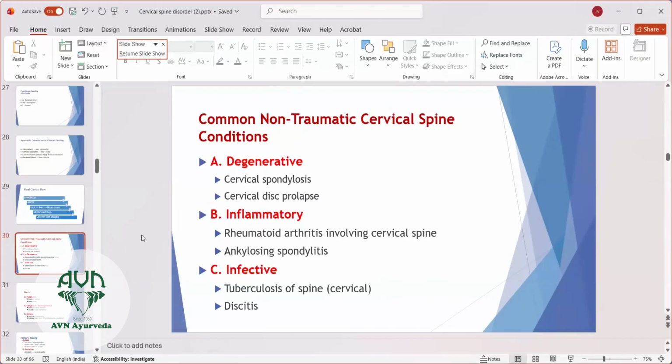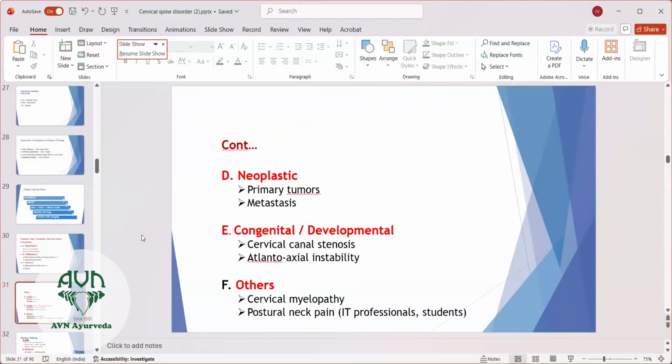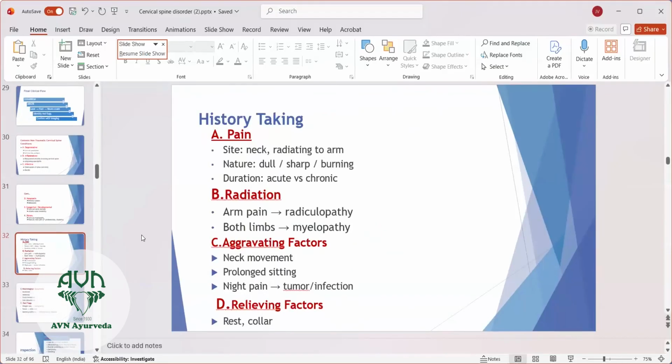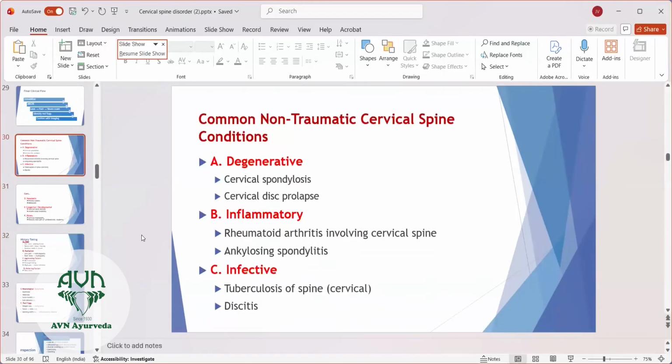Non-traumatic conditions of the cervical spine are degenerative, inflammatory, infective, neoplastic, congenital or developmental, and others. Degenerative conditions at the cervical level are usually cervical spondylosis and cervical disc prolapse.